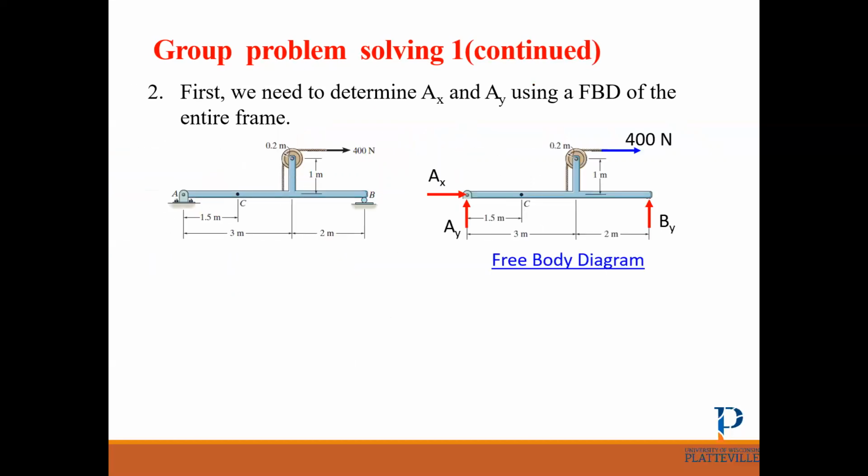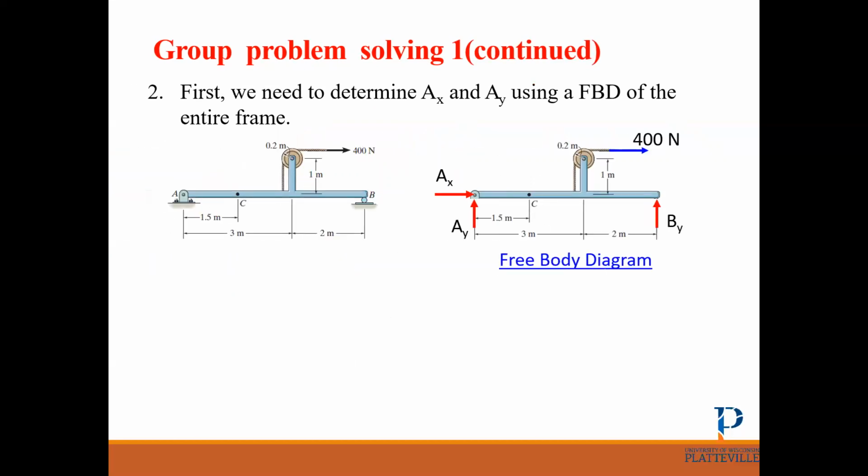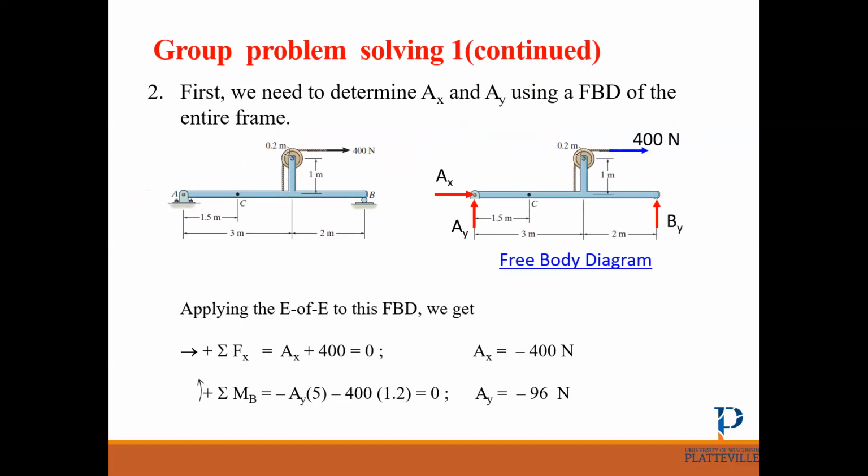All right, let's see how we can find the reaction. So in this step, we just find the reaction. Ax is negative 400, because if you write the sum of Fx equals 0, we have only this one in the x direction. We can get the moment about B and find Ay.